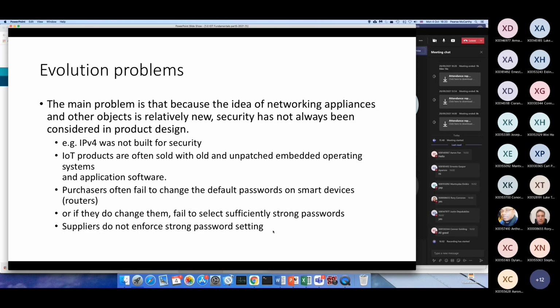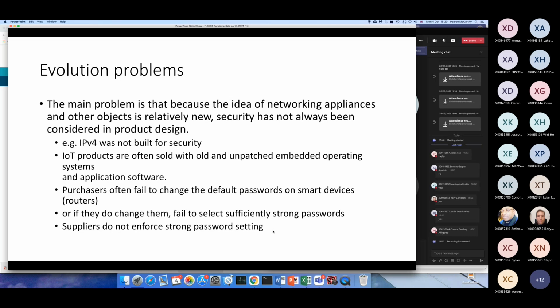Look at the next point. Default passwords on routers. One of the most famous ways to create botnets that exists. Or if you do change them, they don't change them to significantly strong passwords. The suppliers of these things don't even enforce you changing the password setting. Why don't they do that? Well, they don't do that for a very good reason.